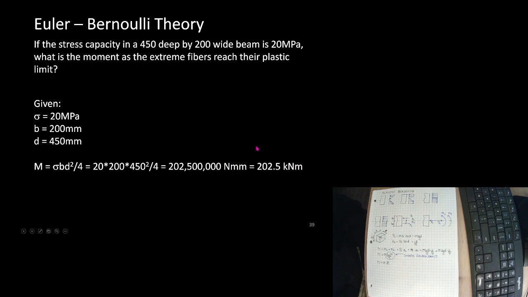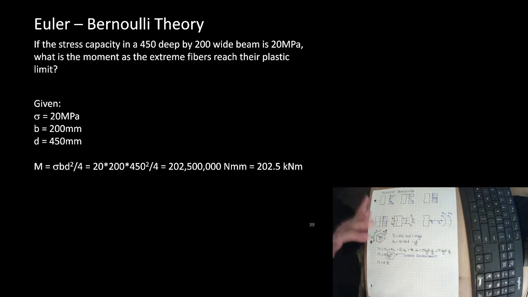Remember, we're always going to switch that back into kilonewton meters, or 202.5 kilonewton meters. So if we have an element that we might allow to yield just the tiniest little amount of permanent deformation, we could say that beam could safely carry 202.5 kilonewton meters. If it was concrete or wood, it would fail.